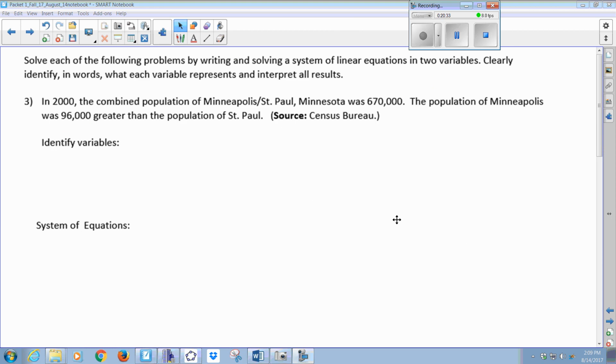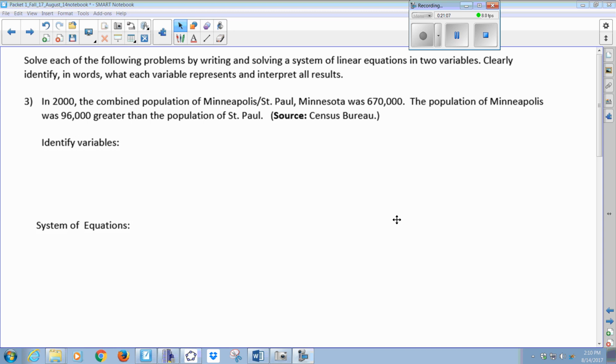The next problems ask you to write a system of linear equations in two variables, to clearly identify in words what each variable expression represents, and then interpret the results. So let's take a look at this next problem. In 2000, the combined population of Minneapolis and St. Paul, Minnesota was 670,000. The population of Minneapolis was 96,000 greater than the population of St. Paul. And this is from the Census Bureau.